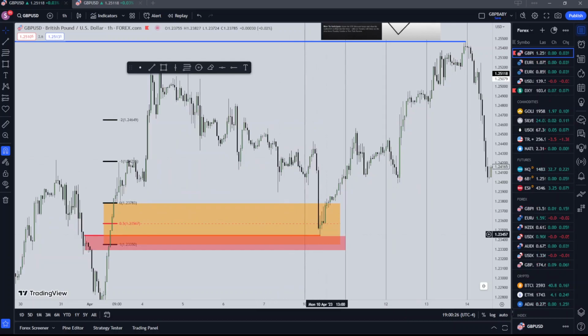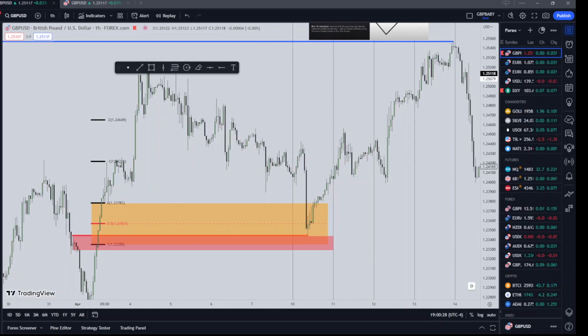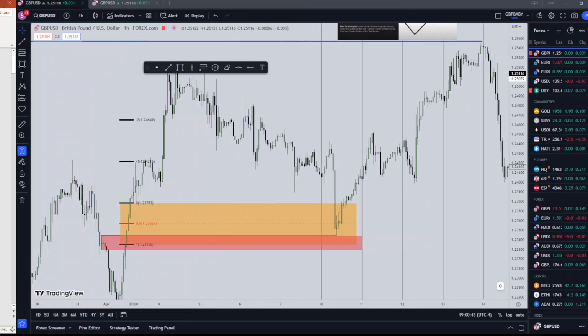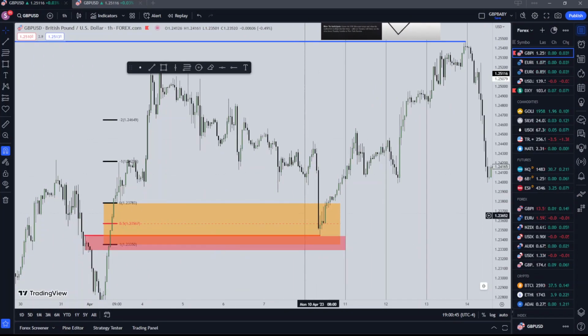And then you can see how we traded down into it, and how ICT says to anticipate this is to know the higher time frame discount arrays, and when the market fails to drop into that array, odds are Tuesday will likely see the drive lower, Tuesday London or New York session. So we can see that this actually happened during New York session on a Monday. So we went into that, created the low on the New York session, and then started to work our way higher.